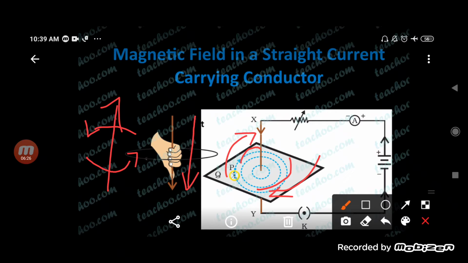So if the current is moving in the upward direction, the magnetic field produced around the conductor is in the anti-clockwise direction, and if the current is flowing in the downward direction, the magnetic field produced will be in the clockwise direction. So this is, student, the right hand thumb rule.